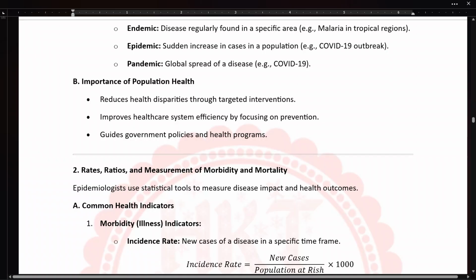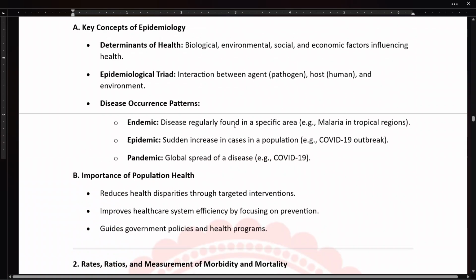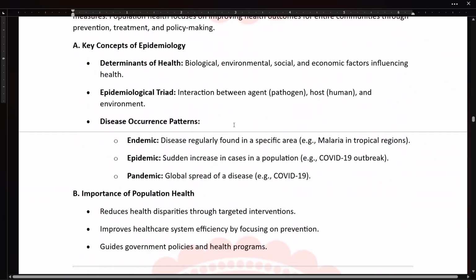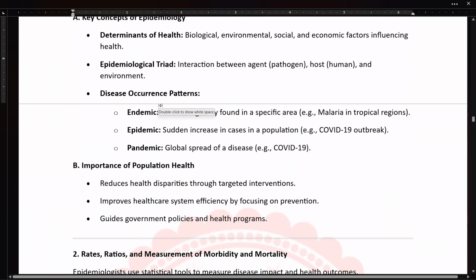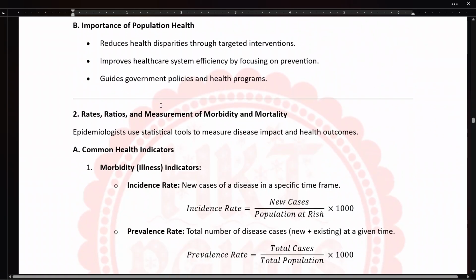Then we discuss the importance of population health. It reduces health disparities through targeted interventions, improves healthcare system efficiency by focusing on prevention, and guides government policies and health programs. So that's the importance of population health.